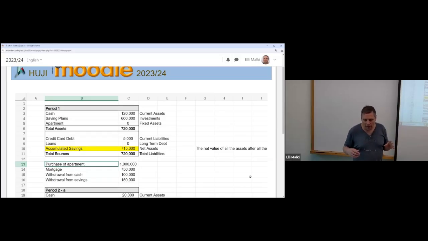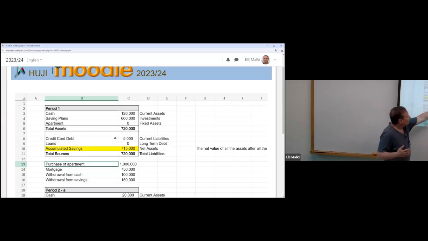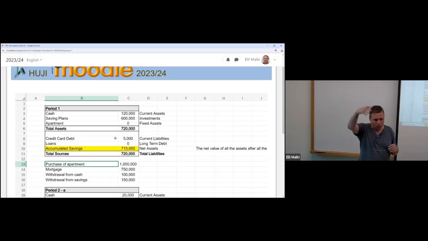Now, how will our sources of funding, which we call liabilities in the financial statement, look? First of all, we have some debt. We're not debt-free. We have a debt of 5,000 shekels, let's say, on our credit card, which means we did the purchases, but the payment will not be at the end of the month, but a few days later. In the language of the financial statements, that is a current liability, the debt of the credit card. And we don't have any loans. We didn't take any loan.